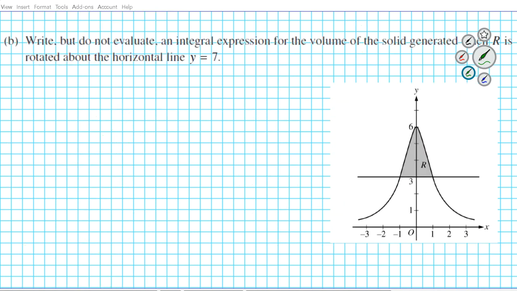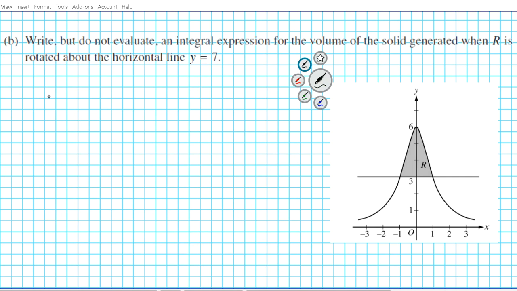All right, let's take a look at 4B. In 4B, you're being assessed on how to find the volume after revolving a region about an axis, about a line. Question 4B reads, write but do not evaluate an integral expression for the volume of the solid generated when R is rotated about the horizontal line y equals 7.